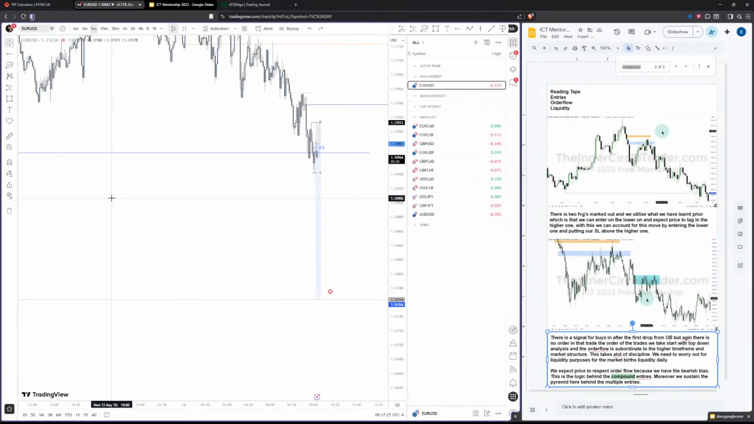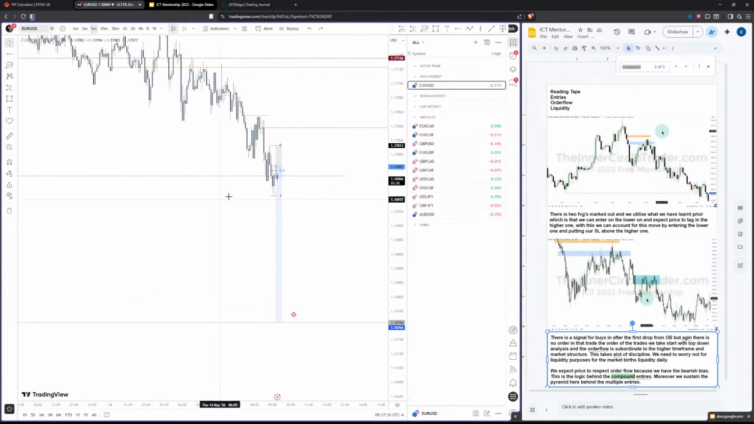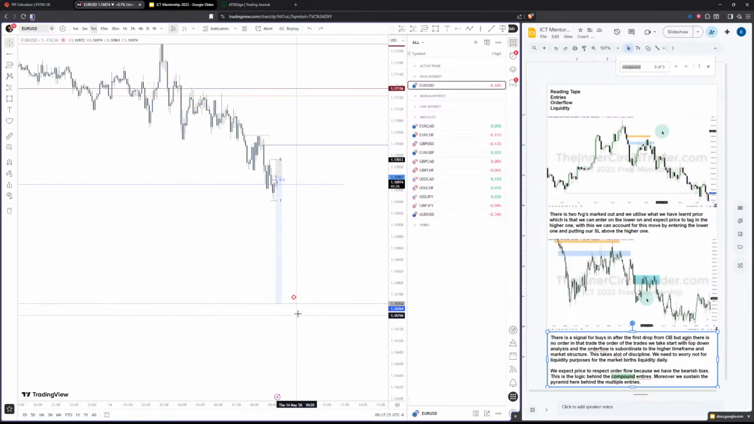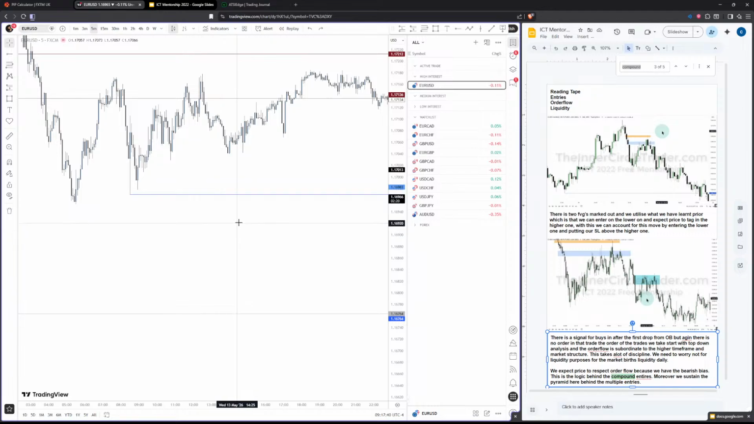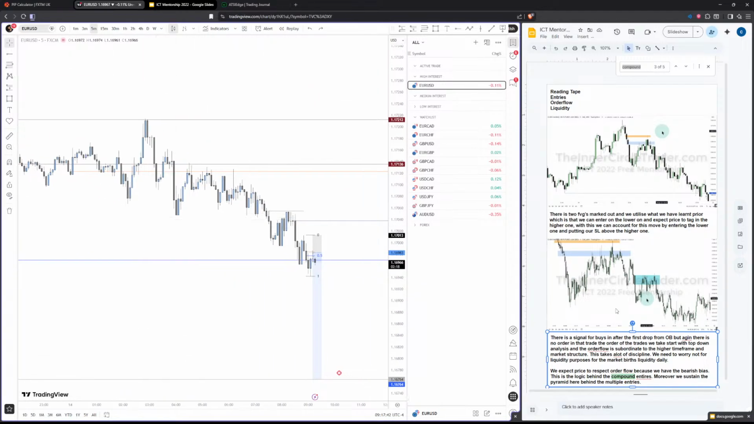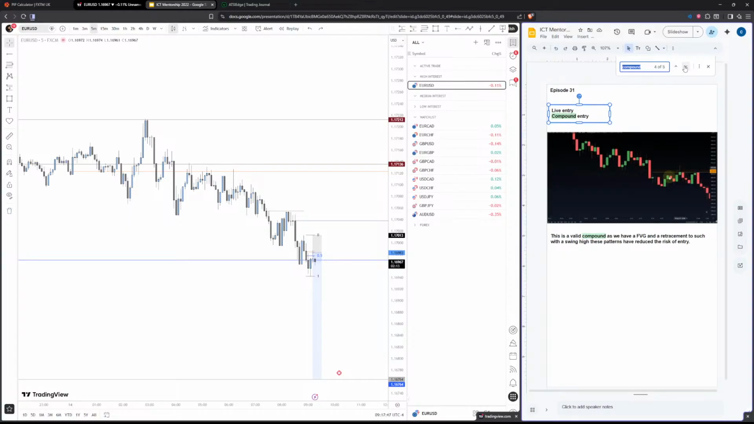Now, this is the first area where you'll probably be looking to take some off your trade, but we see the failed market shift to the upside, the overall target from the larger time frames being here, which kind of funds the idea to enter potential compound entries there. And that is what this on the right hand side is saying. So if I scroll down to 4, if we want more compound entries, we can get study episode 31. This is a valid compound as we have a fair value gap over here, retracement to such with a swing high. These patterns have reduced risk to the entry.